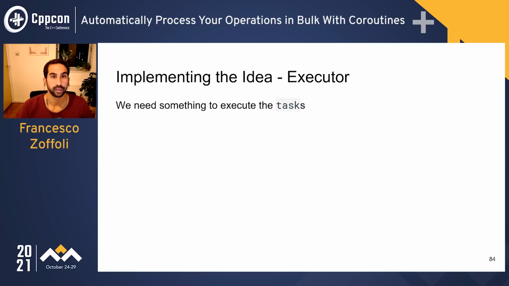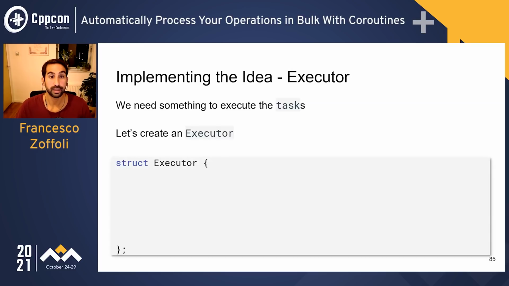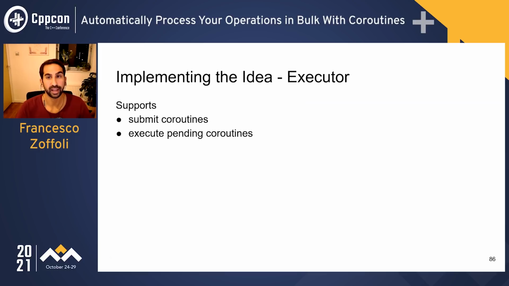Thank you. All right, so we need something to execute our tasks. So let's actually create an executor. We're going to have a struct executor, and the executor needs to support two actions: submitting of the coroutines and executing the pending coroutines.